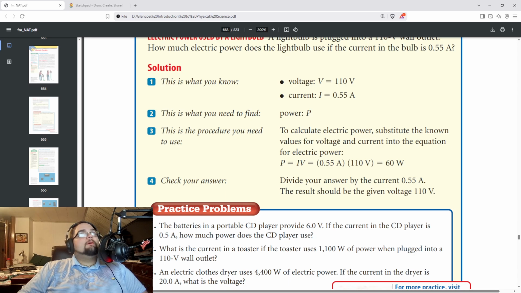So here's a little practice problem. Your voltage is equal to 110. Your current is equal to 0.55. Well, we want to calculate our power. So our power is current, I, times volts, V. So 0.55 times 110, that's 60 watts. All right.